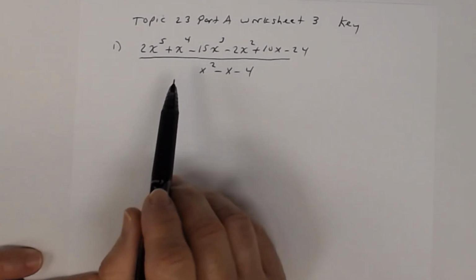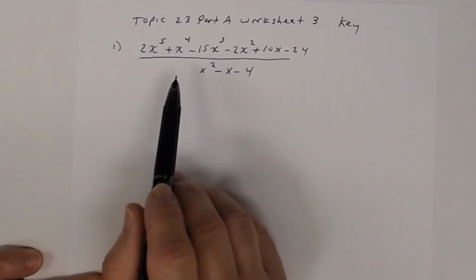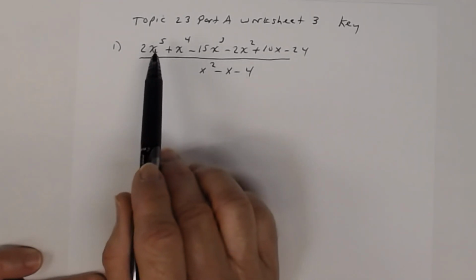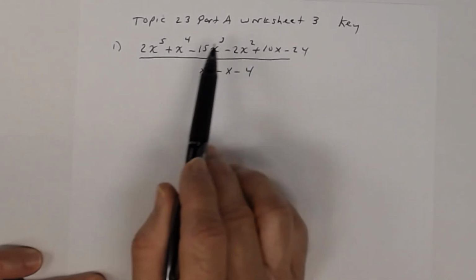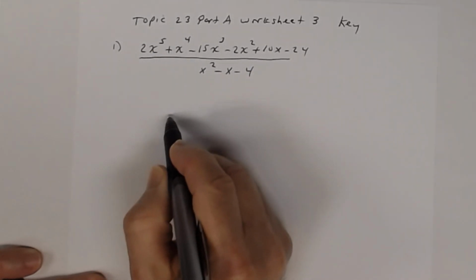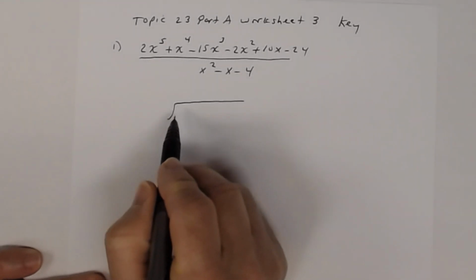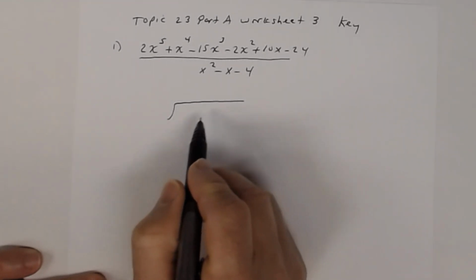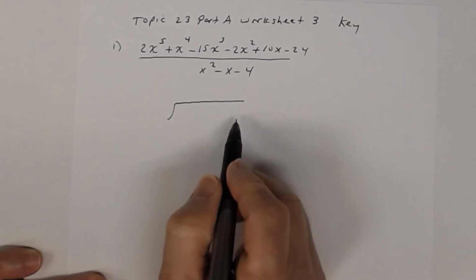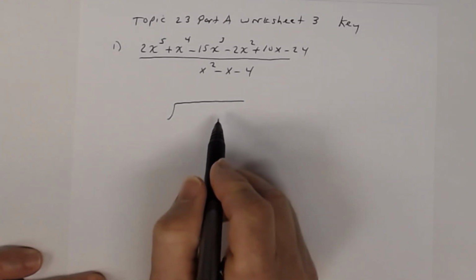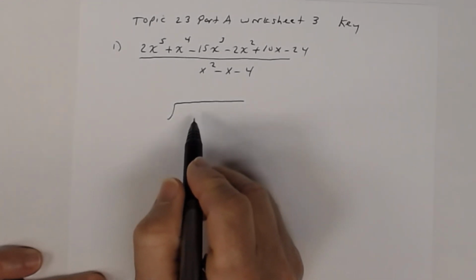Now remember, when using long division, you have to make sure that your numerator, which then becomes the dividend, if there are any missing terms, you have zeros as your missing terms. And also, it has to be in descending order.